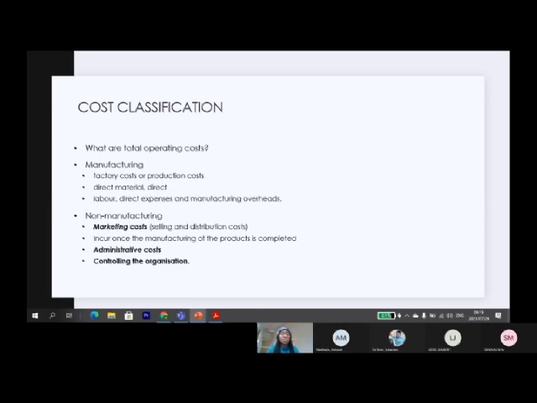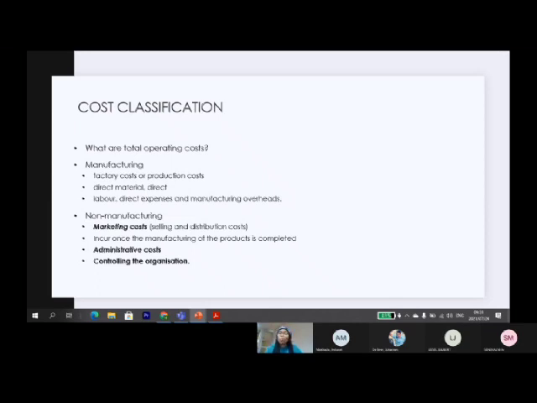What are those? Total operating cost is made up of your manufacturing and your non-manufacturing cost. You ask yourself, what are those manufacturing costs? Those are your factory costs or production costs, the activities that go into making this product. Those are your production costs, because they are the reason why you ended up having a desk at the end of the day. Those are direct material, we've covered that. Direct labor, we've covered that. There's direct expenses also, and manufacturing overheads that go into you ending up with, let's say, a car.